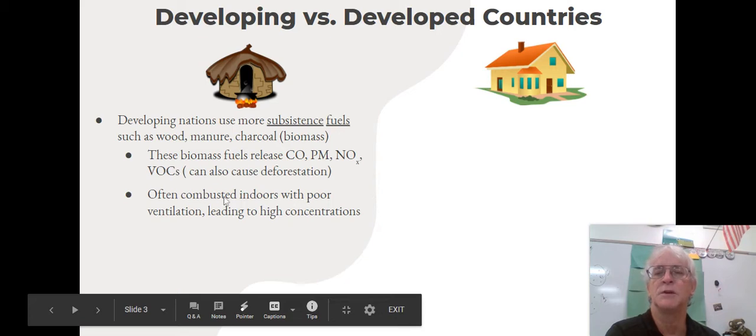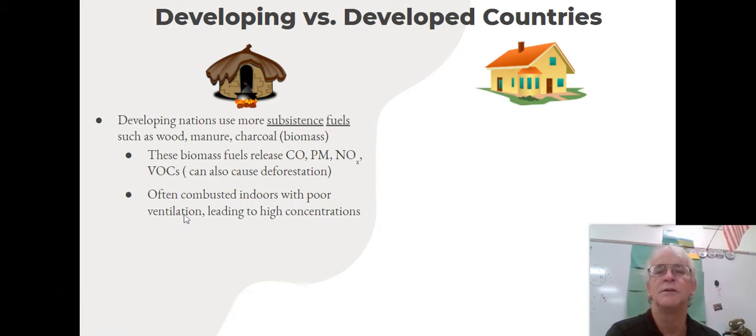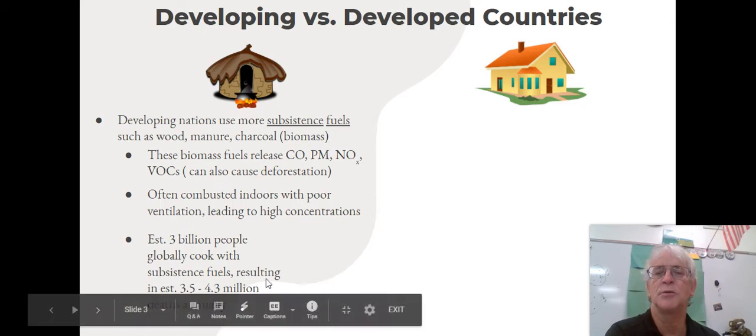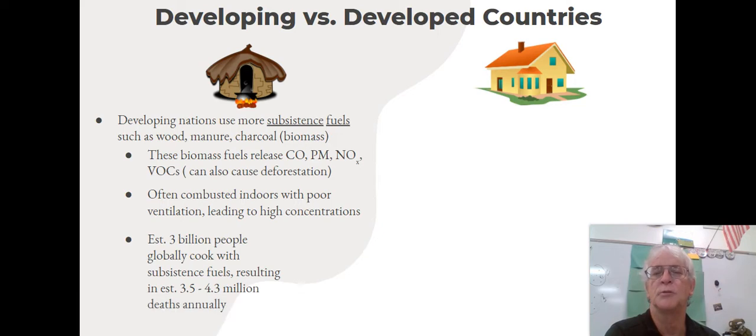They are often combusted indoors with poor ventilation, leaving high concentrations of carbon monoxide, particulate matter, and so forth. An estimated 3 billion people globally cook with these subsistence fuels, resulting in somewhere between 3.5 and 4.3 million deaths a year because of either carbon monoxide poisoning, asthma, chronic obstructive pulmonary disease, or other causes.